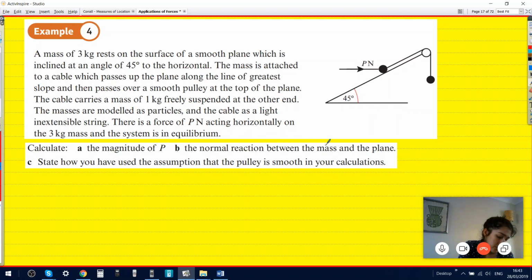Okay, so we have tension and tension. Does it tell you what they weigh? So there's 3 kg and 1 kg. So this is 1g and that one's 3g. So put those forces on. Then we have a reaction force that goes perpendicular to the surface.